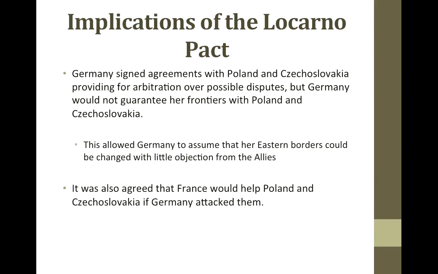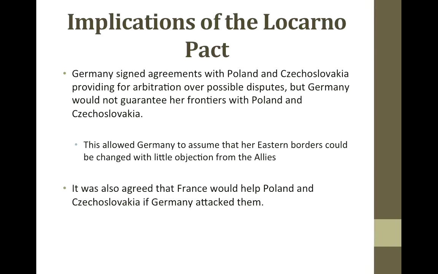All right, so what were these implications? Well, one of the things that we're going to see is that this was only on the western border, all right? We're talking about the border shared with France. Now, on the eastern side, Germany did sign agreements with Poland and Czechoslovakia, which basically was about arbitration over possible land disputes. All right, we had the port city of Danzig, the free port city, and other areas, the Polish corridor, that were still up for dispute. All right, there were sort of some areas of contention. All right, but there was no guarantee on these eastern borders.